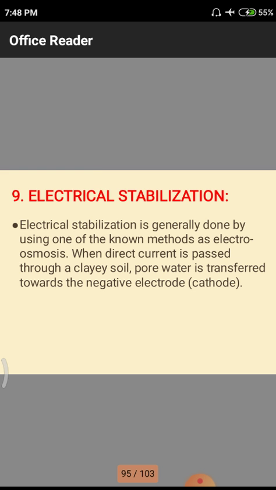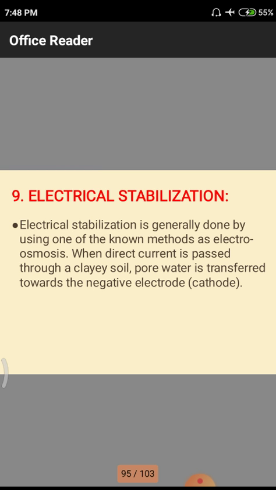First of all, electrical stabilization is generally done by using one of the known methods of electroosmosis. That means previously we discussed this electroosmosis. Likewise here also, it is a famous method for removing the water present in the beneath layers of the earth. Here also the electrical stabilization is conducted by utilizing the principle of electroosmosis. The same principle which was used in electroosmosis is implemented here. After implementation of this principle, automatically the soil will be strengthened.